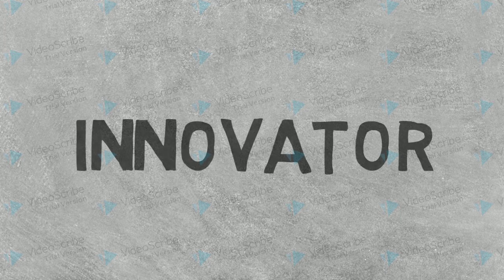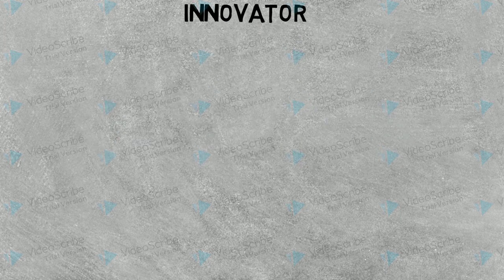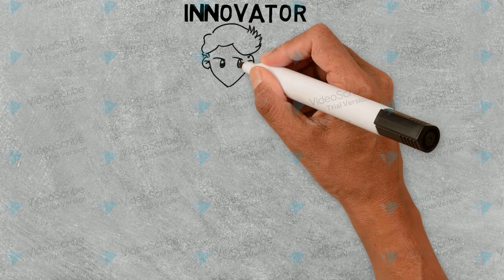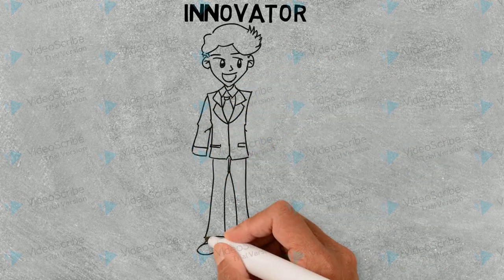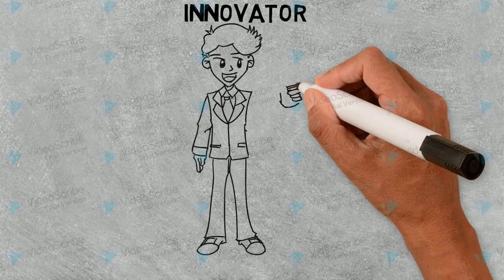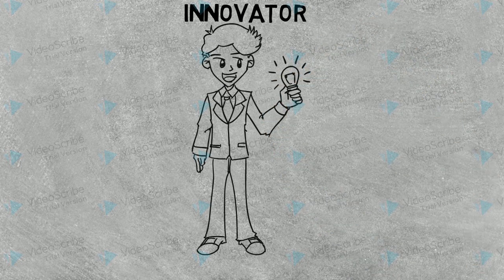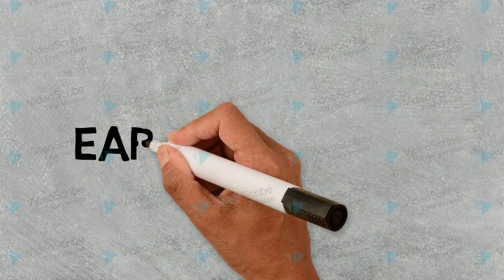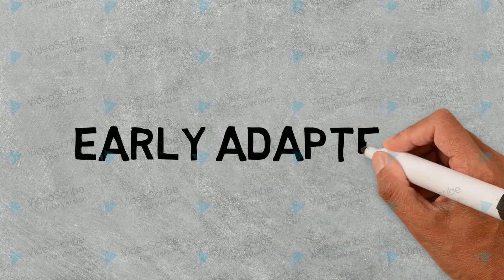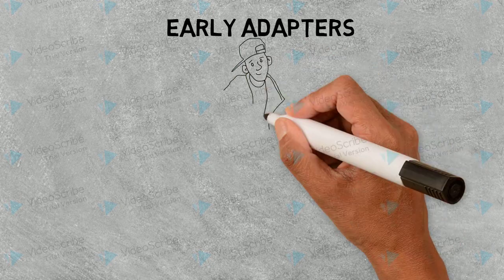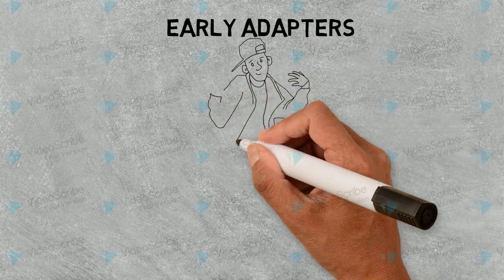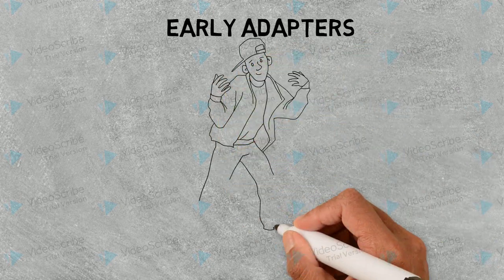First is innovator. Innovators are people who want to be first to try the innovation and are very interested in new ideas. They take risks and do not always care if it appeals to others. Second is early adopters. Early adopters are opinion leaders and embrace change opportunities. They know that change is needed and do not need information for them to make that change.